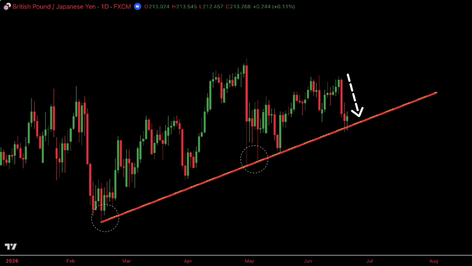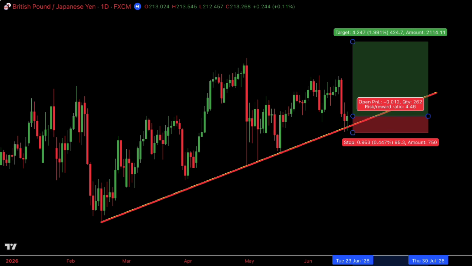Price starts pulling back toward the trend line, and as soon as it reaches it, buyers step in and reject lower prices, forming a bullish pin bar. This is our confirmation candle. We enter the trade at the close of the pin bar, place our stop loss below the recent swing low, and set our take profit at the next major resistance level. Now look at what happens.